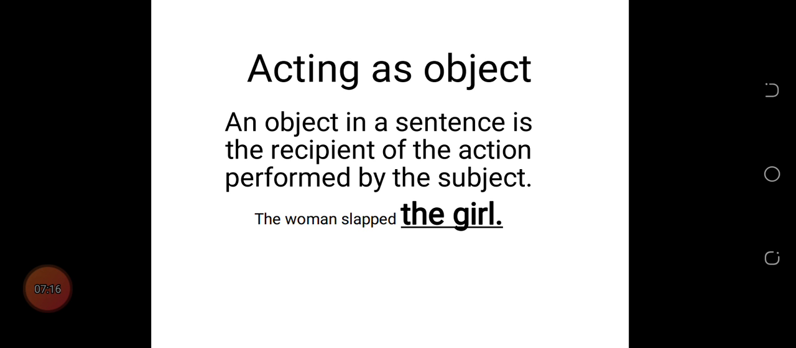So example: the woman slapped the girl. Okay, the woman slapped the girl. So who slapped the girl? Is the woman. Is that not it? Very good. So for this one, the girl was slapped by who? The girl was slapped by the woman. Is that not it? Very good.